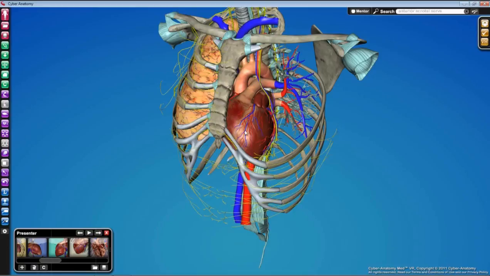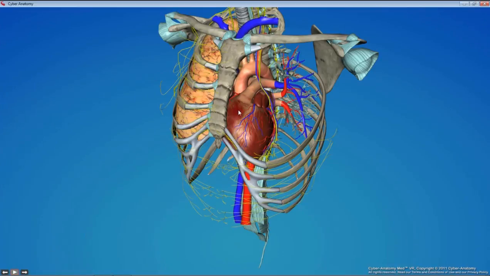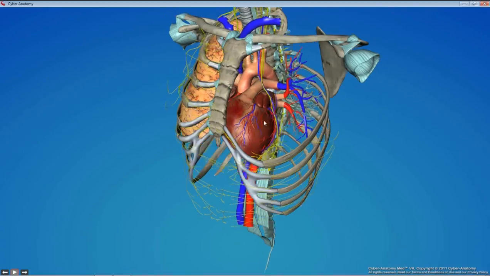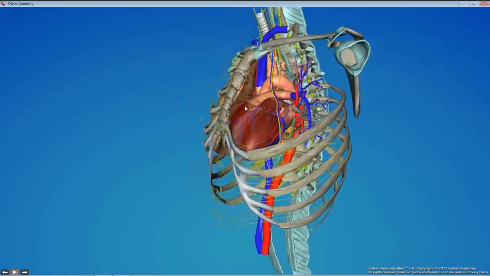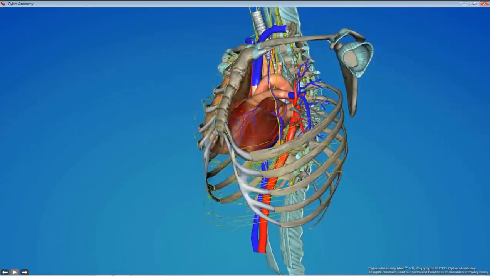Alright, here we are, Lab 2, Heart and Mediastinum. This is sort of where we're picking up from last time. We are looking at the mediastinum in situ, where you can see the heart, some of the structures that are posterior to the heart, and then the structures that are superior up here. That's going to be the mediastinum work for today.